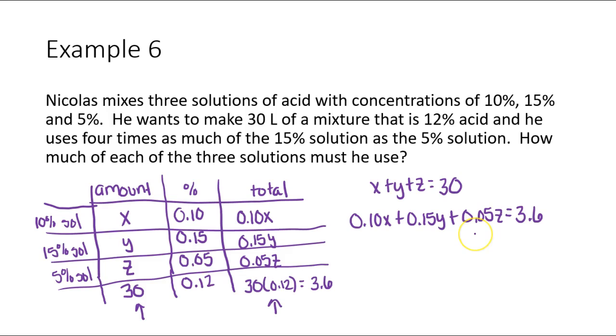Now we've been doing systems of 3 equations with 3 variables, and right now I have 2 equations with 3 variables, so I have to have a third one in the system, and that's not going to come out of the chart. I'm actually going to have to use my word problem up here, this part that says he uses 4 times as much of the 15% solution as the 5% solution, and use that to give me my third equation. The 15% solution is represented by y, and the 5% solution is represented by z.